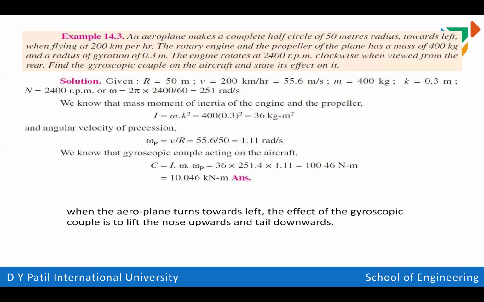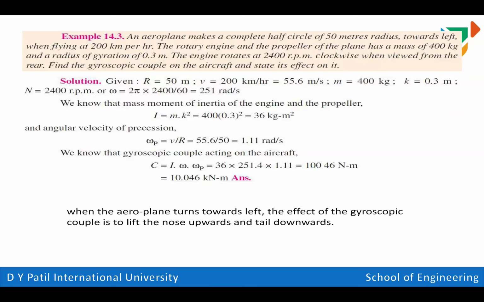So you can write radius of curvature 50 meter, velocity 200 km per hour. Convert that velocity into meter per second: just multiply by 1000 and divide by 3600, that is kilometer to meter and hour to second. So we'll get the value 55.6 meter per second. The mass is given as 400 kg. Radius of gyration is available as 30 centimeter, that is 0.3 meter. Speed is available as 2400 rpm.